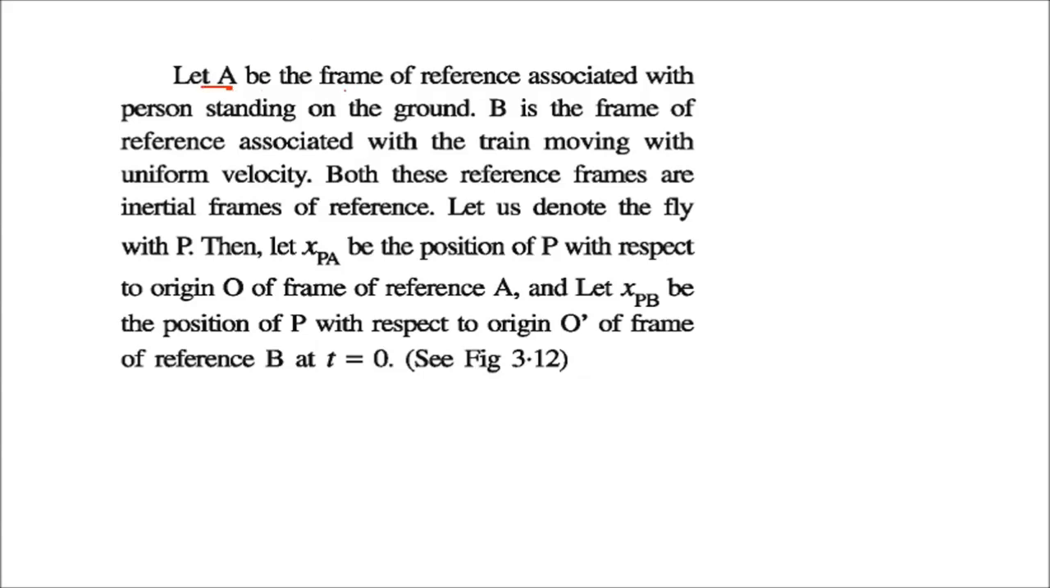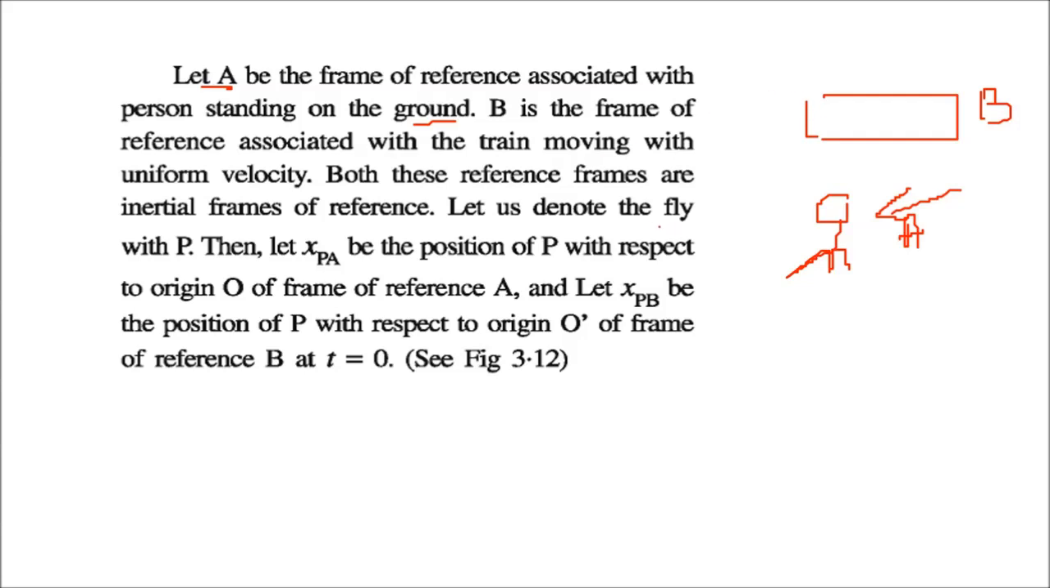This is the frame of reference which is associated with the person who is standing on the ground. So a person is standing on the ground. A is the frame of reference which is associated with the person who is standing on the ground. Now B is the frame of reference which is associated with the train moving with a uniform velocity. So this is A frame of reference, this is B frame of reference. Now both these reference frames are inertial frames of reference.